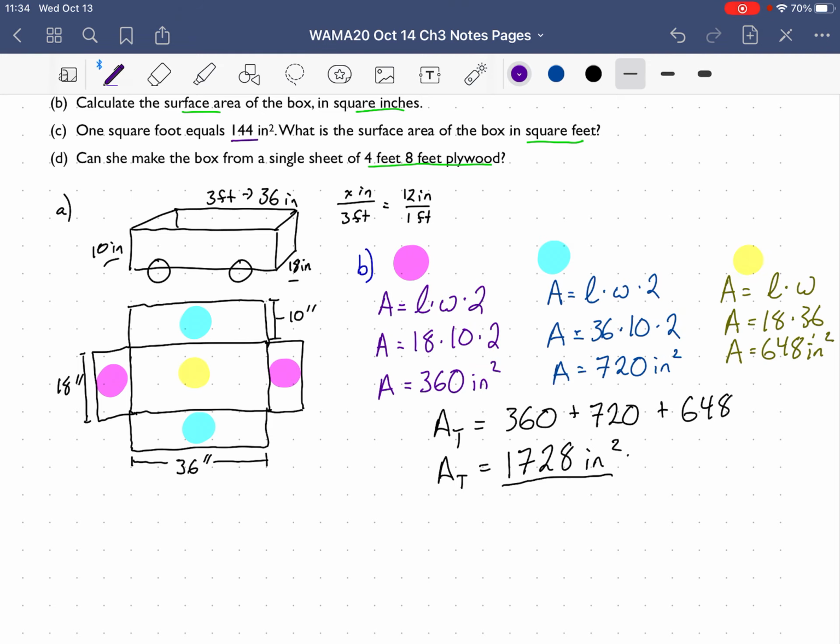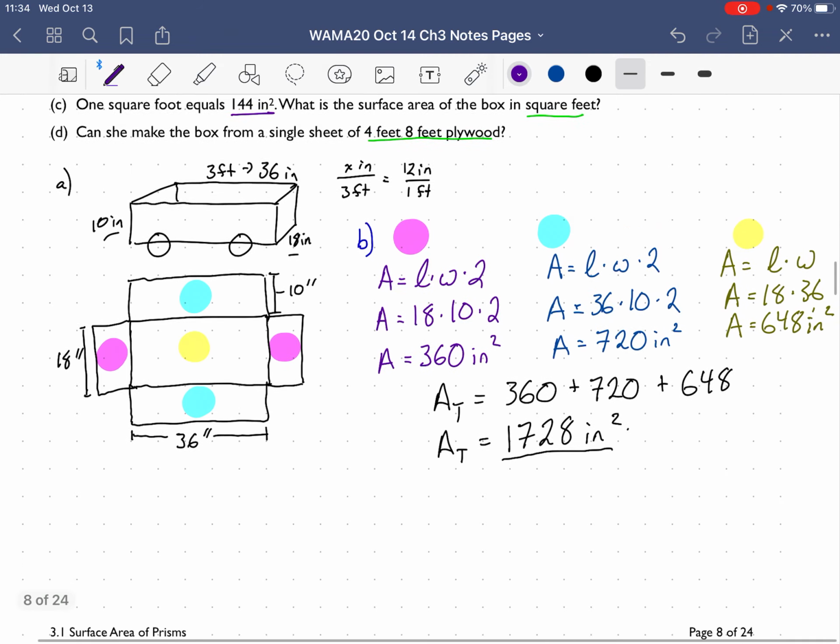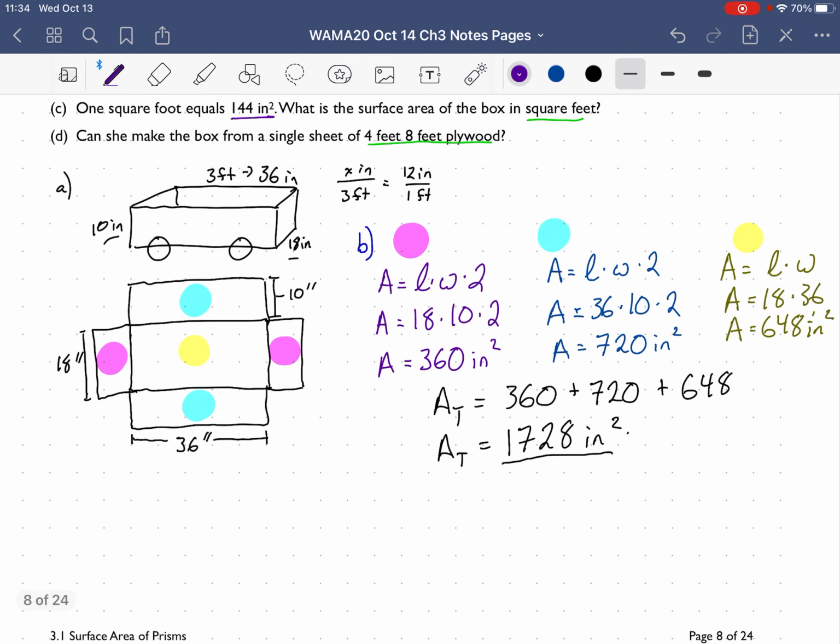Now we're on question C. 1 square foot equals 144 square inches. What's the surface area of the box in square feet? So C, this is just a conversion. We ask ourselves, how many square feet are in 1728 square inches if 1 square foot, right? 1 square foot is 1 foot by 1 foot, which is 12 inches by 12 inches.